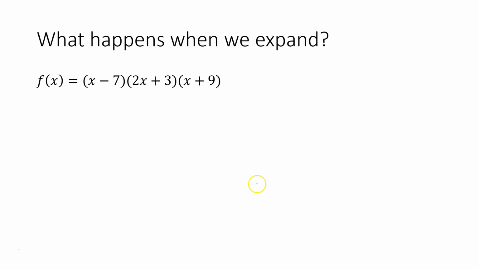So what happens when we expand something that's in factored form? Yesterday we learned a little bit about this. It tells us the x and y intercepts pretty easily. Our x-intercepts here are going to be whenever any one of these factors is 0. Because if one of these three things that I'm multiplying together is 0, then my entire function will be 0, so it's going to cross through the x-axis.